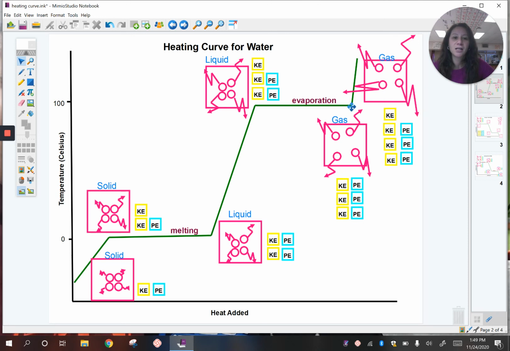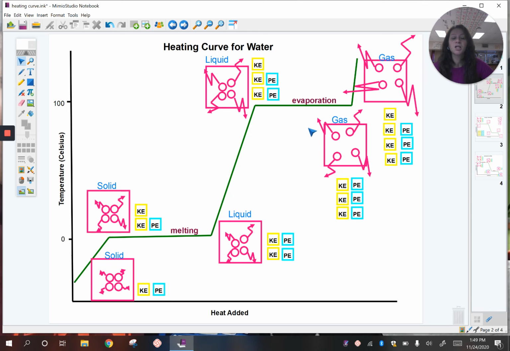And then finally, as I go from gas at 100 to gas at above 100, my temperature is changing. It's increasing, so the speed of my particles is changing, so my kinetic energy is changing. So I add another box, but my position of the particles is about the same, and so my potential energy remains the same.